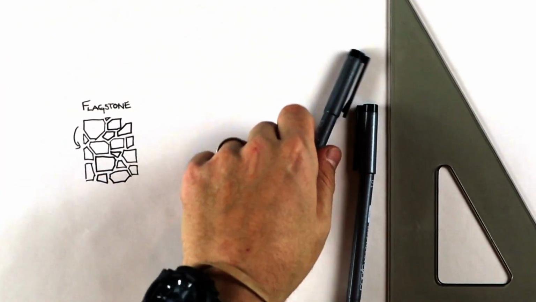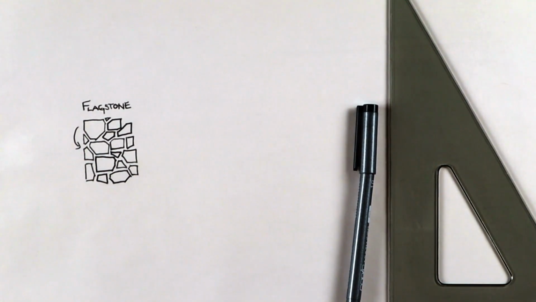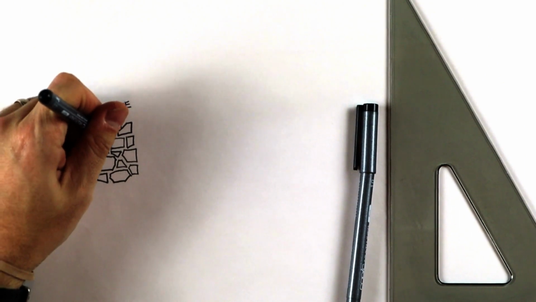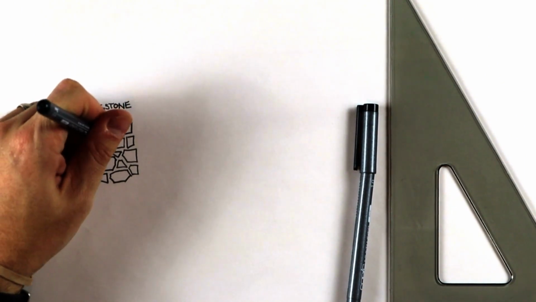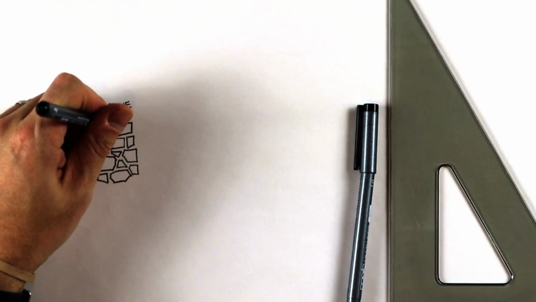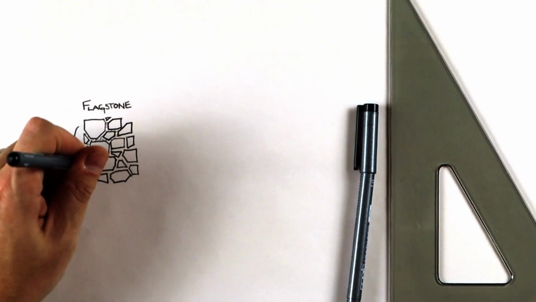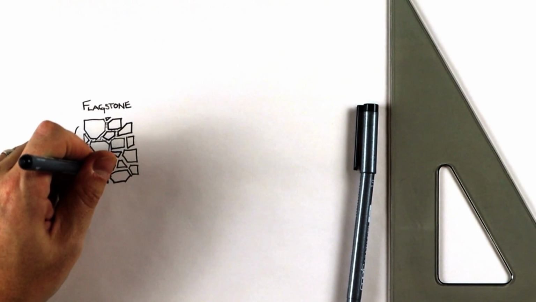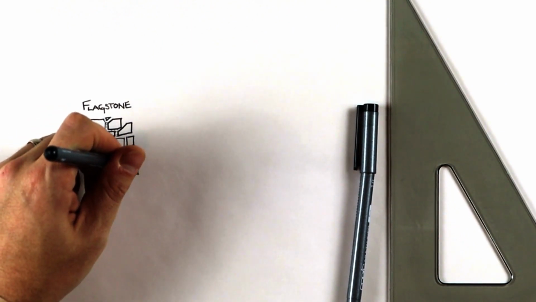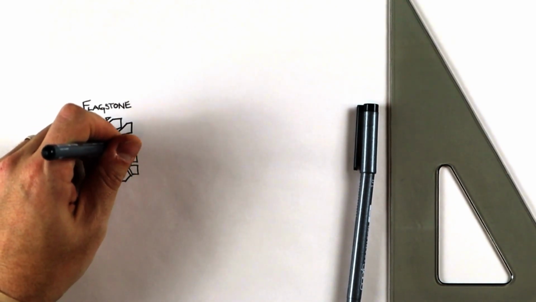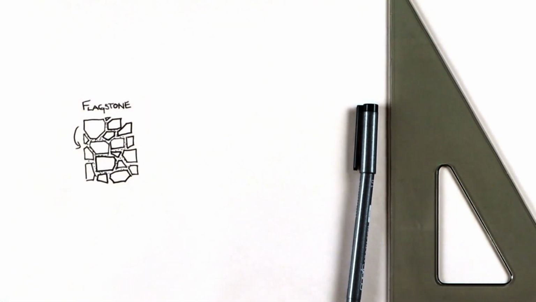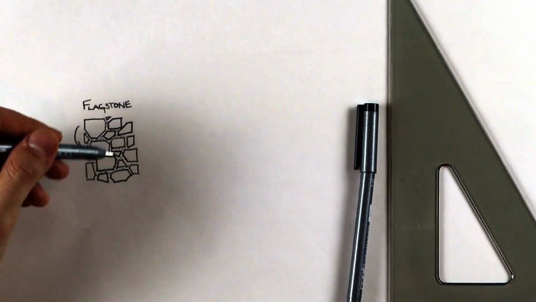Now, once you're done with that, you could come in with a smaller pen. So this is my 0.5, and I could start to stipple in between the joints themselves. So it adds a little bit of texture in the joints, and this can add a nice effect. Maybe it's some sort of moss or gravel that you have in between the stones. And then, if you like it like this, you can leave it.